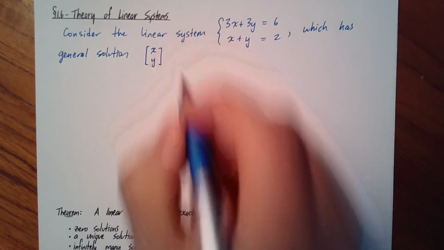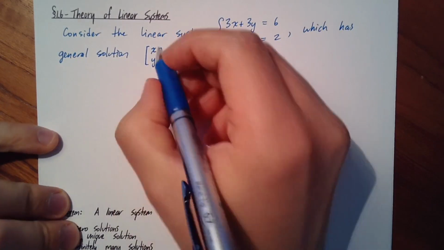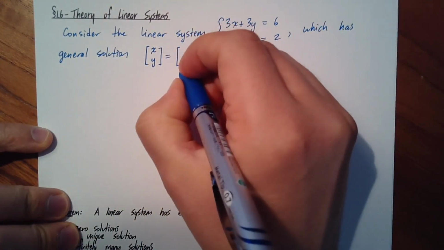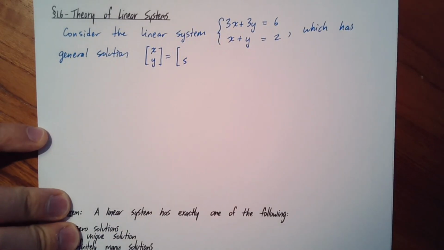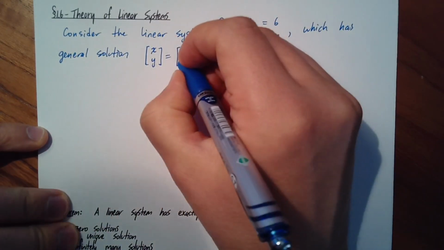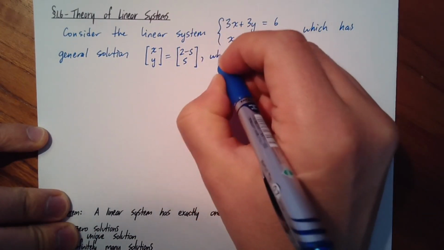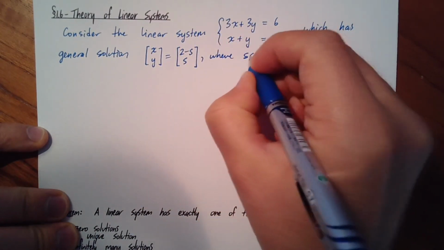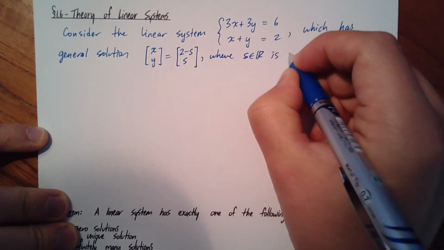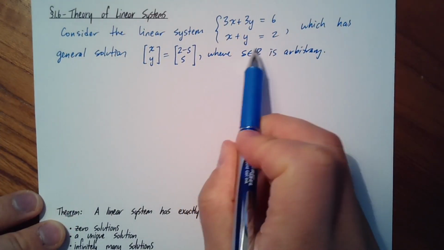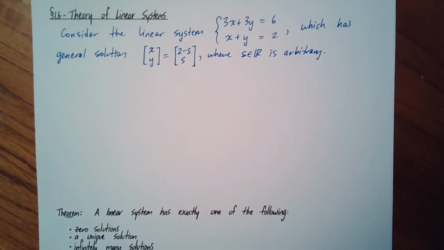If I write the general solution in column form, it's going to look like this. (x, y) is equal to, well, y is going to be the one that you end up putting your parameter on, s, and then x will be 2 minus s. And of course that is where s is arbitrary. So where the real number s is arbitrary, just specifying that s is a parameter.